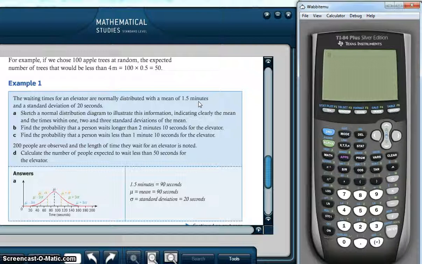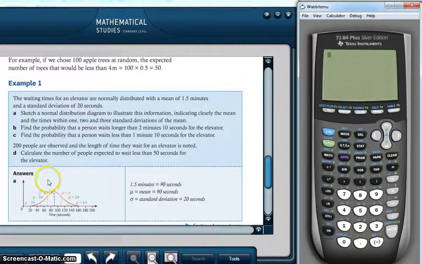standard deviations. Then, find the probability that a person waits longer than 2 minutes 10 seconds for the elevator, or a person waits less than 1 minute 10 seconds. 200 people are observed. Calculate the actual number of people expected to wait less than 50 seconds for the elevator. Okay, here we go.